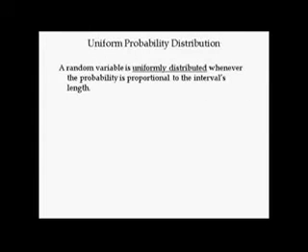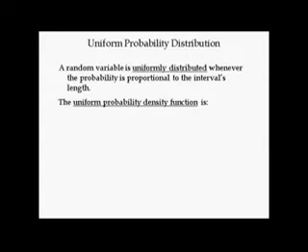A random variable is uniformly distributed whenever the probability is proportional to the interval's length. In Chapter 5, we looked at a uniform discrete probability distribution function. Here we're talking about the uniform probability density function because here x is a continuous random variable.